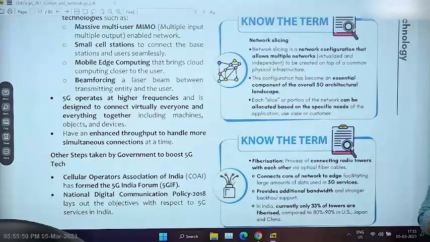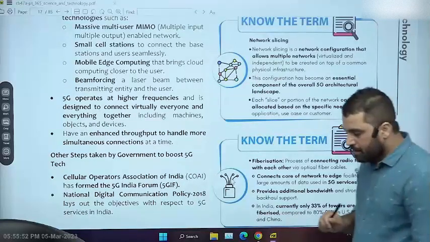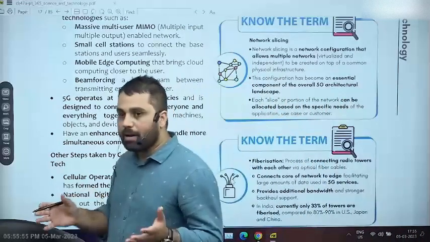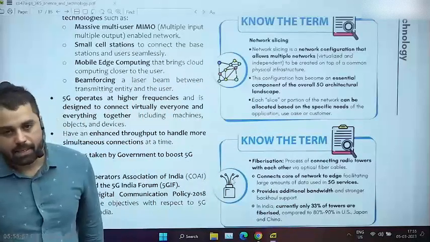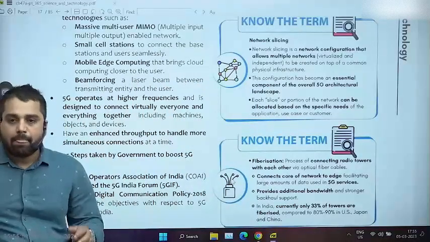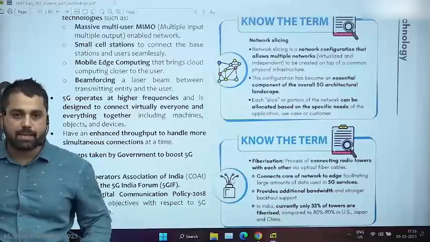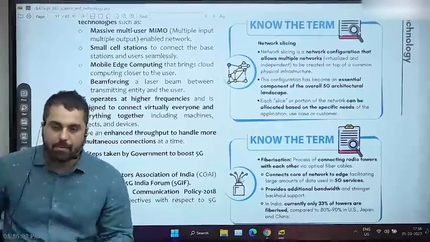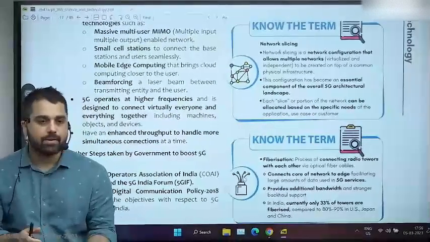Now network slicing simply means that you have one physical network, but even one physical network has to cater to different types of applications, and different types of applications require different amounts of resources.